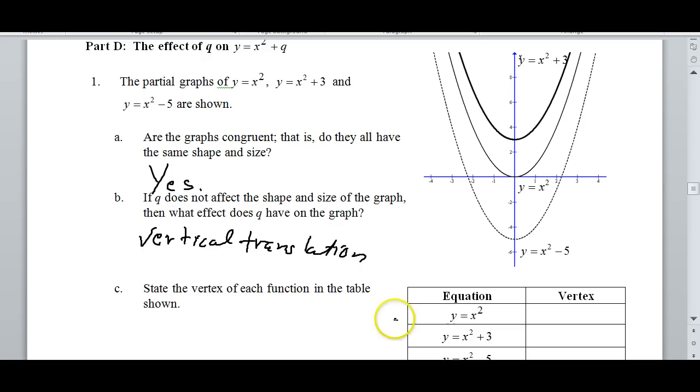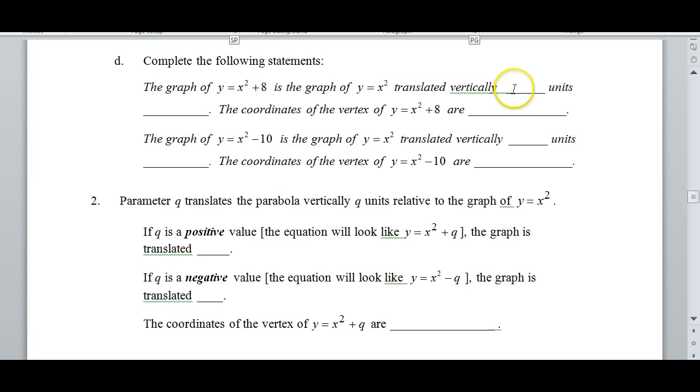Okay, let's state the vertex of each of these shown. Vertex of x squared is still 0, 0. This moved up 3 units, so it'll be at 0, 3. And this moved down 5 units, will be at 0, negative 5.